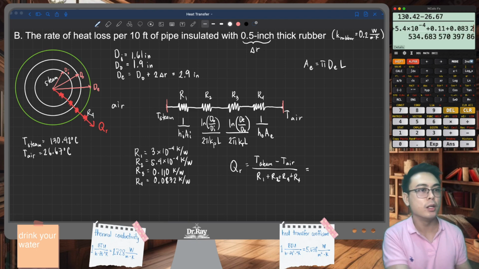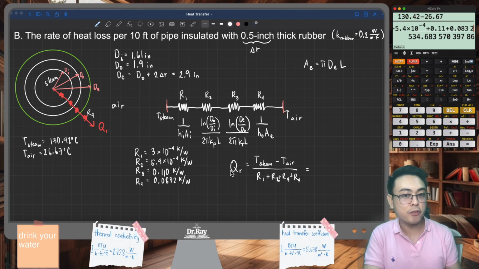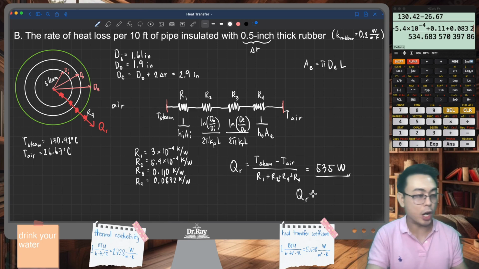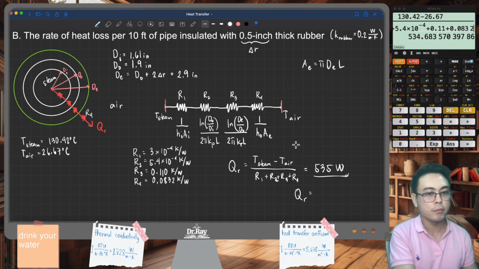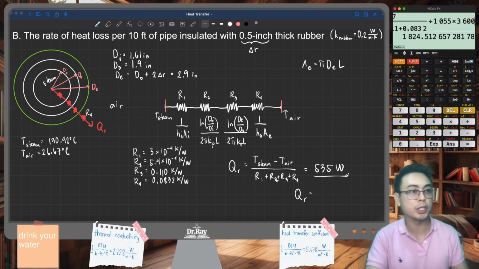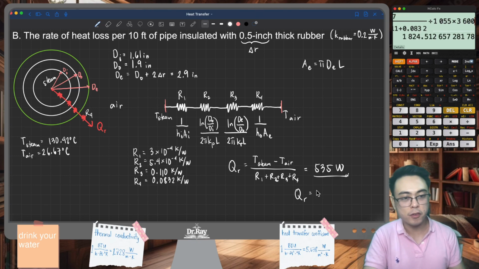This is now what I'm getting for the new rate of heat loss. That's 535 watts. And then let's also get that in BTU per hour. For this to be in BTU per hour, we divide by 1055, multiply by 3600. That's 1825 BTU per hour.